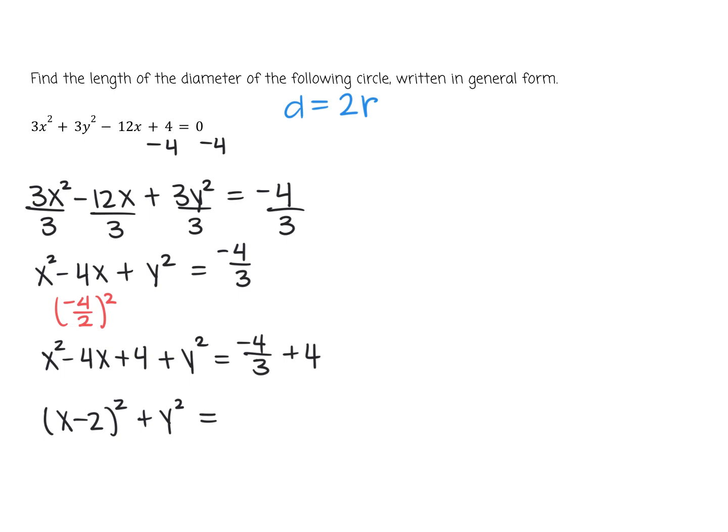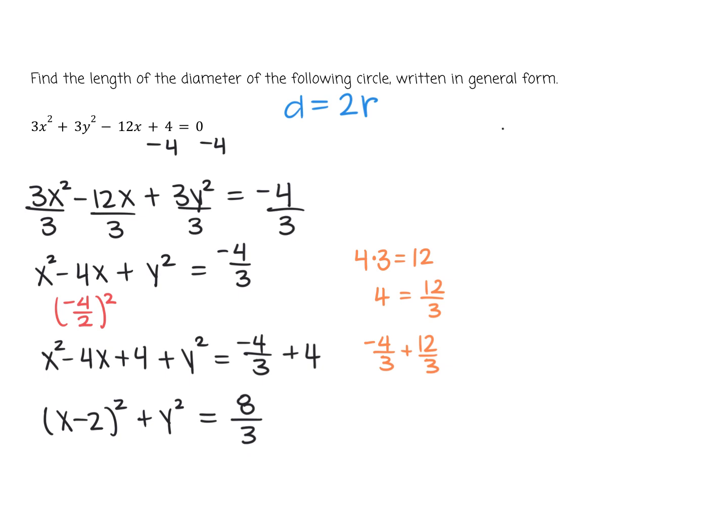I'm going to have to get common denominators, which means I want to rewrite 4 in terms of 3. So the way I rewrite 4 as a number over 3 is I multiply it by the denominator I want. So I do 4 times 3 and I get 12. So that means 4 is the same thing as 12 over 3. So I'm doing -4 over 3 plus 12 over 3. And when we add fractions with common denominators, we just add their numerators. I have -4 plus 12, which is going to give me 8/3. So this is the equation of my circle.